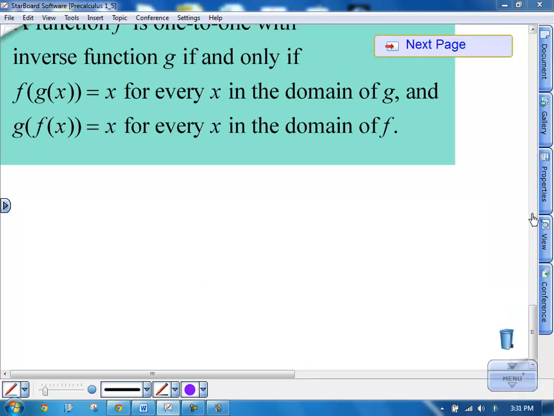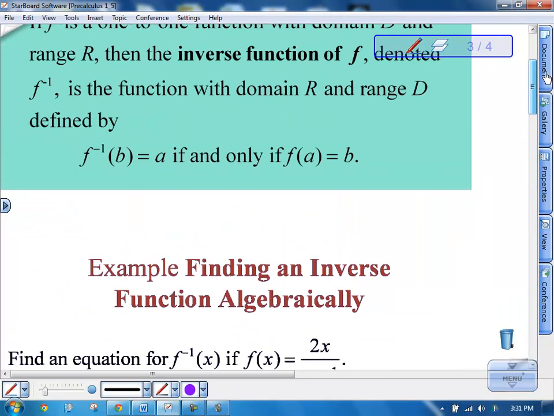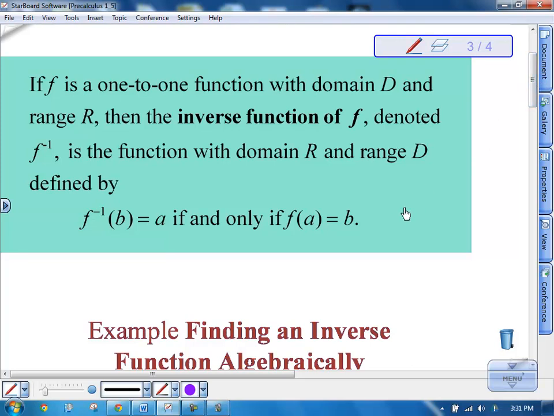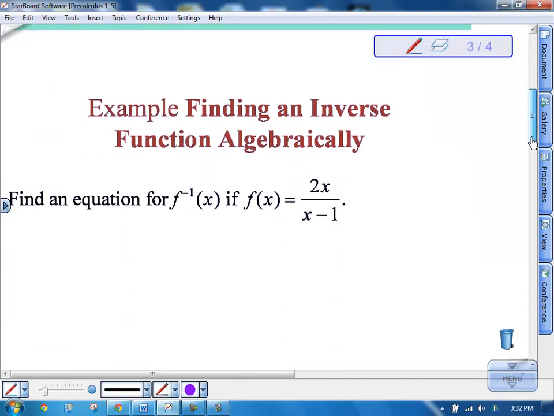All right. So a couple more things then. Inverse functions. If the function is a one-to-one function with domain D and range R, then the inverse function, denoted with this symbol, is the function with domain R and range D. So basically what that says is you take the domain and range of the original function and switch them to get the domain and range of the inverse function. Okay?